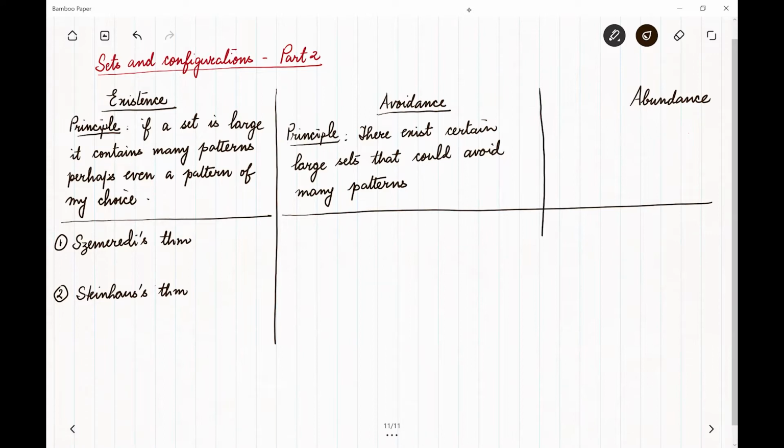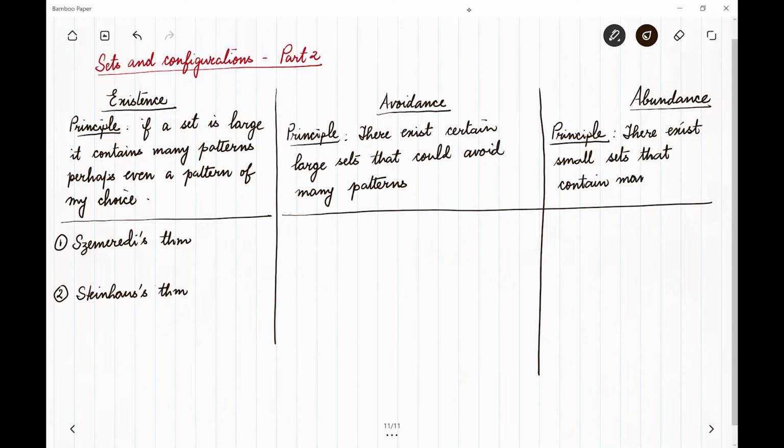And finally, what is abundance? The abundance is actually the flip side, quite the opposite of this avoidance category. The principle here is that a set can be small, really, really small, and yet contain many patterns. There exist small sets that can contain many patterns. So let's proceed with some examples.